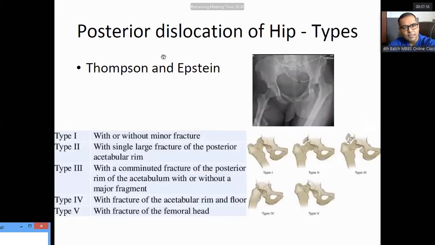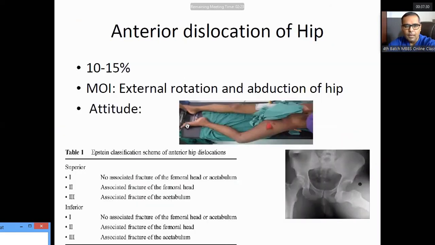Thompson and Epstein have classified: type 1 pure posterior, type 2 associated chip fracture, type 3 when the acetabulum is comminuted, and acetabular floor in type 4, in type 5, there is fracture of the femoral head. Anterior dislocation, 10 to 15% of the cases, external rotation and abduction force. Actually, the limb is externally rotated and abducted. This is the typical picture. And Epstein has classified anterior dislocation also into superior and inferior or pubic and obturator type.